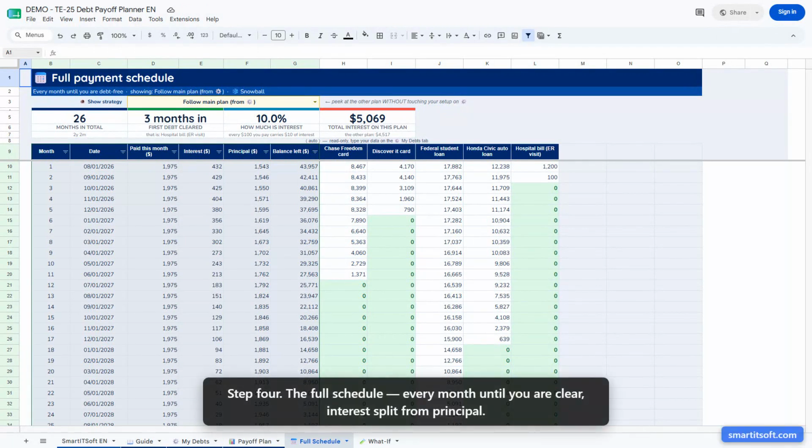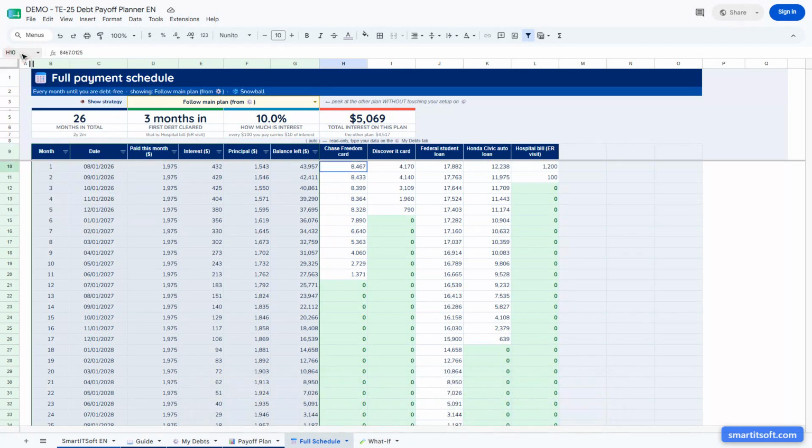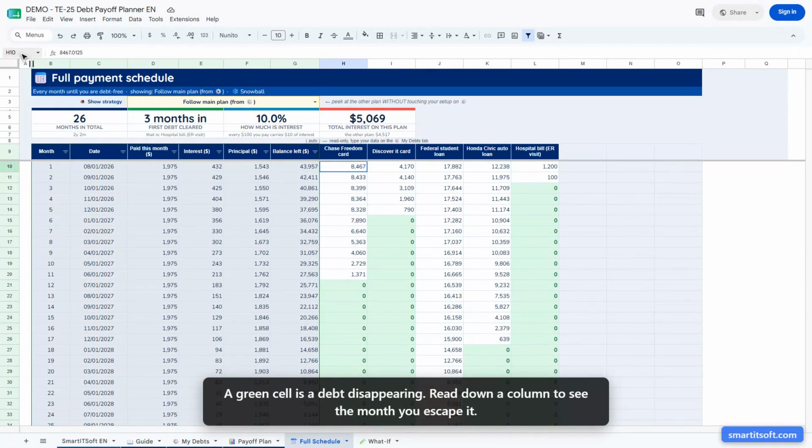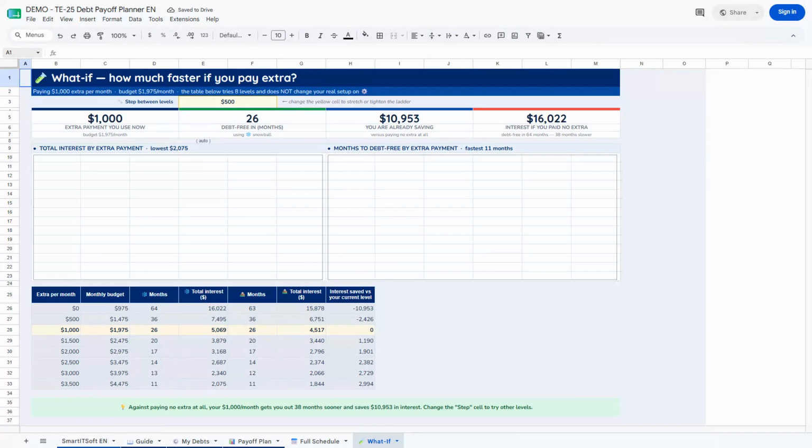Step 4. The full schedule. Every month until you are clear, with interest split from principal. A green cell is a debt disappearing. Read down a column to see the month you escape it.